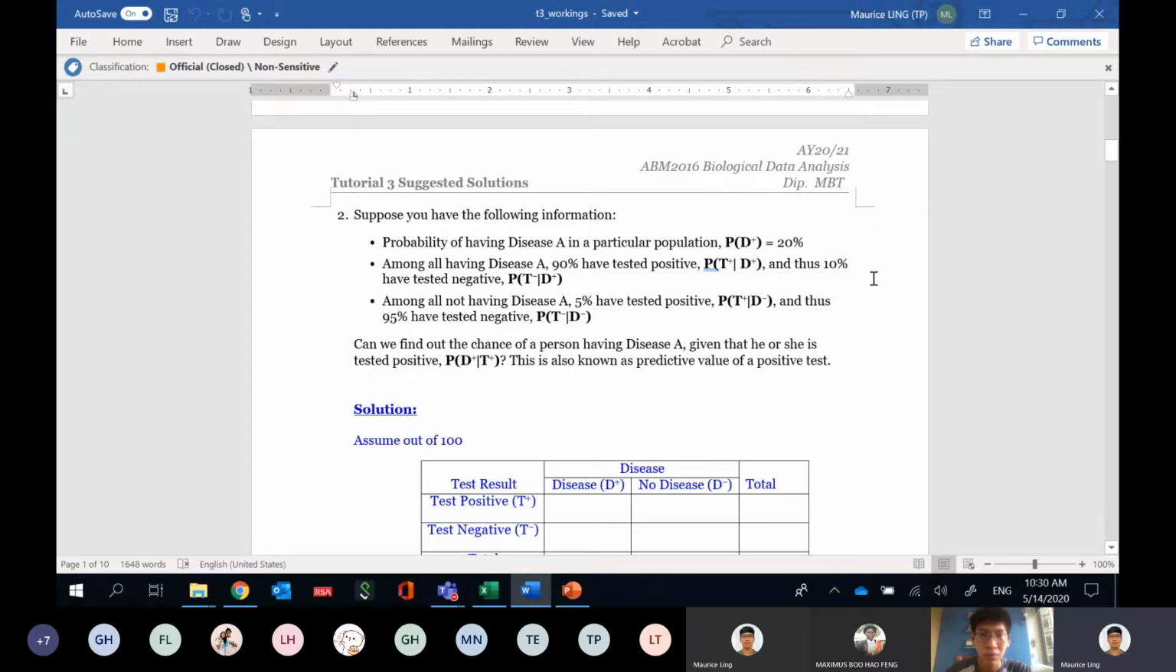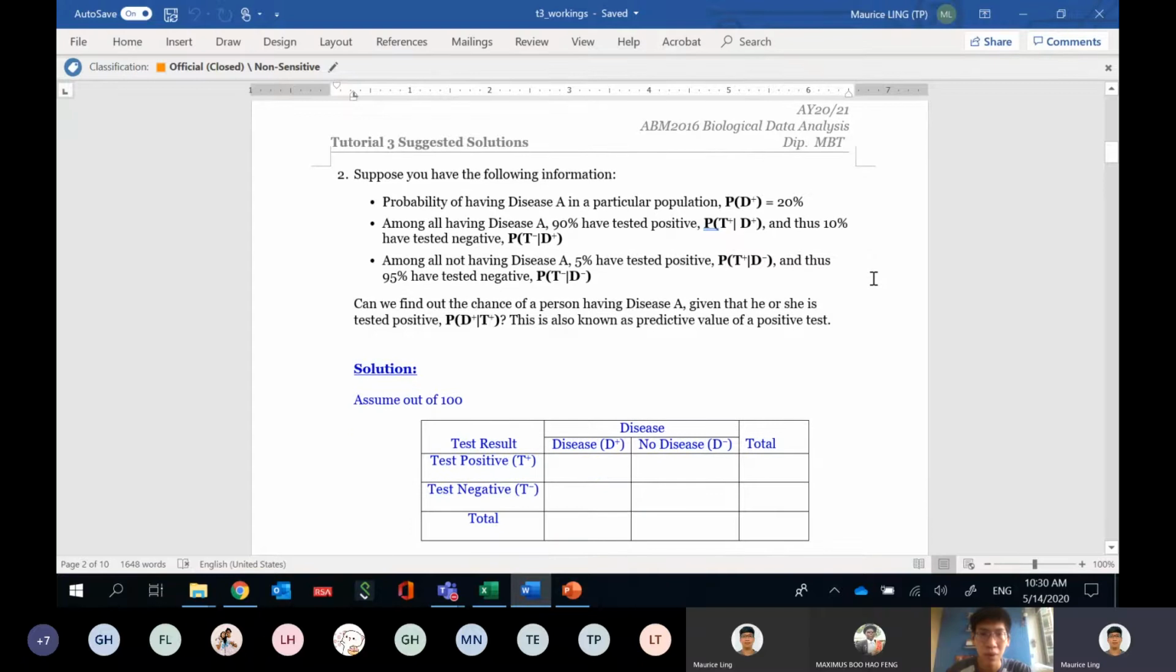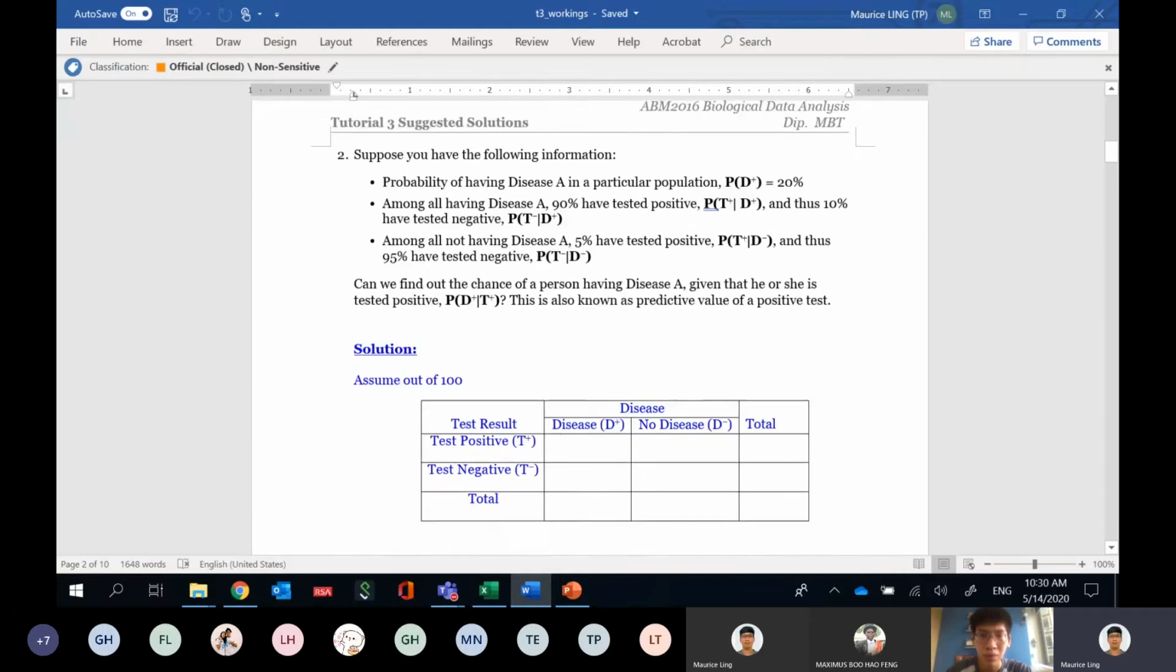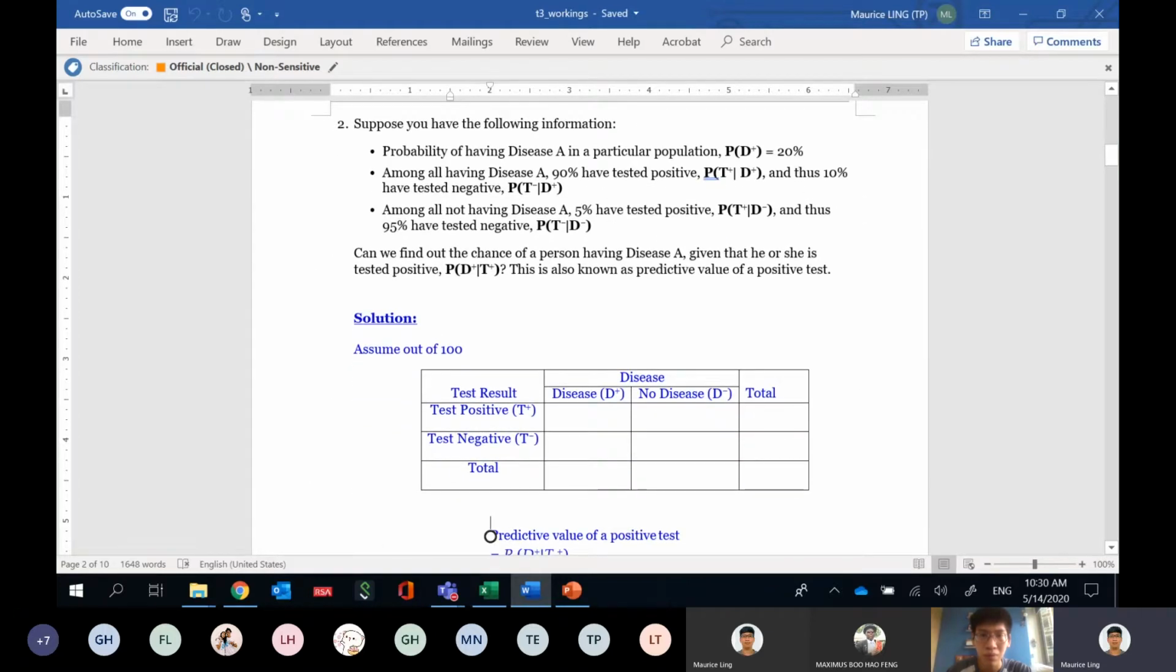Now, if you look at this type of question, the most important thing is how you draw the table. I have a table shown on the screen already. How do you put the data in? You have disease, D plus, no disease, D minus, test positive, T plus, and test negative. If you are given the percentage only, you can just assume it to be 100.